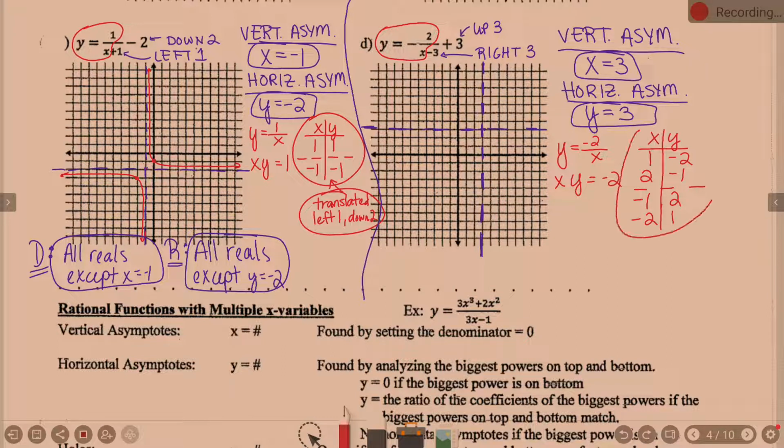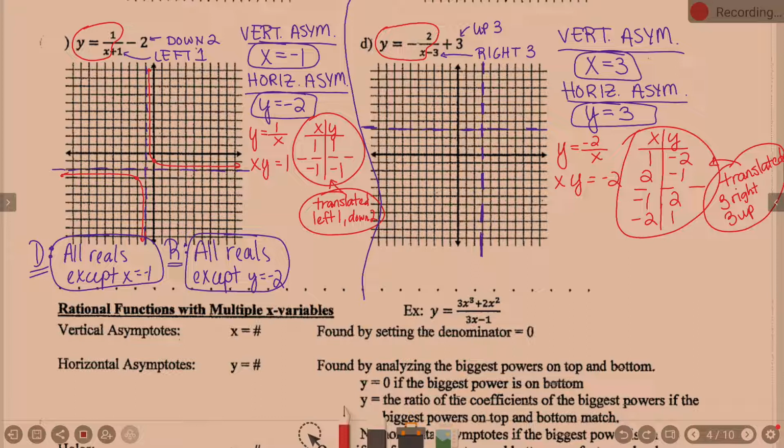We're going to take these values here, and officially they are translated three right and 3 up. But I like to make it easy on myself. I don't really think about translating them. I just go off of my new asymptotes.